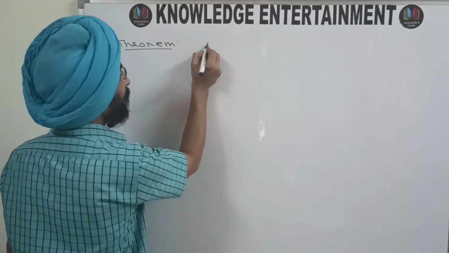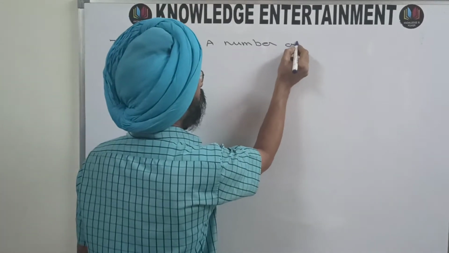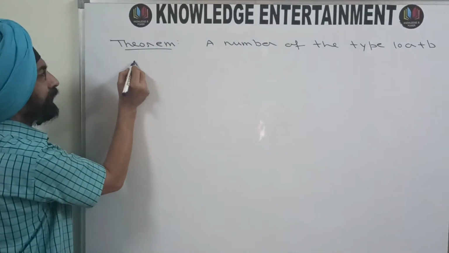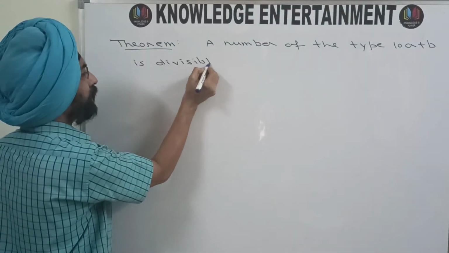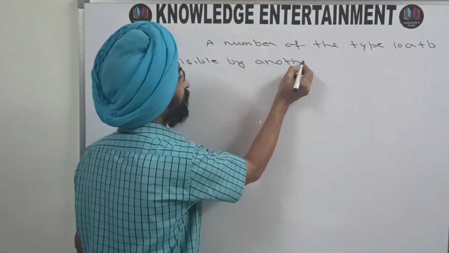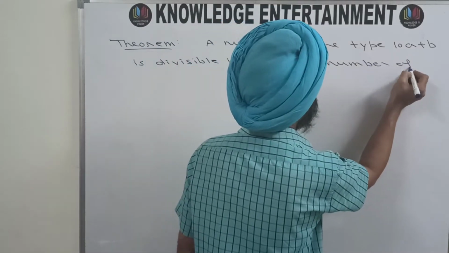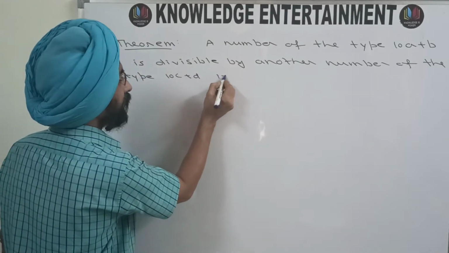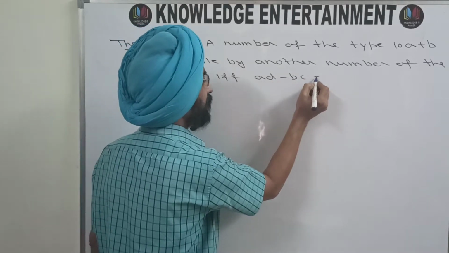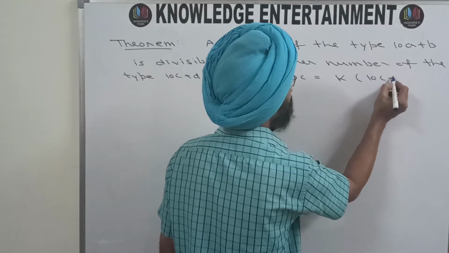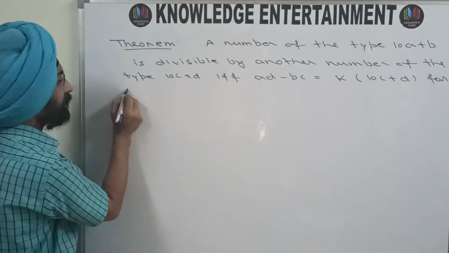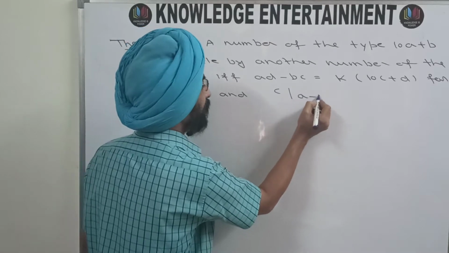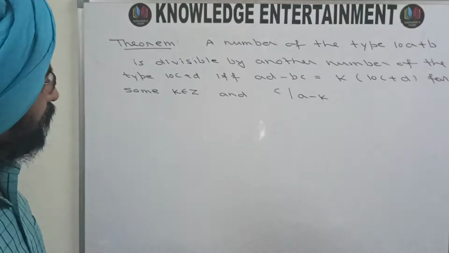So here is the theorem. A number of the type 10a plus b is divisible by another number of the type 10c plus d if and only if ad minus bc can be expressed in the form k times (10c plus d) for some integer k, for some k belonging to Z, and c must divide a minus k. This is the statement of the theorem, and now we will move on to the proof.